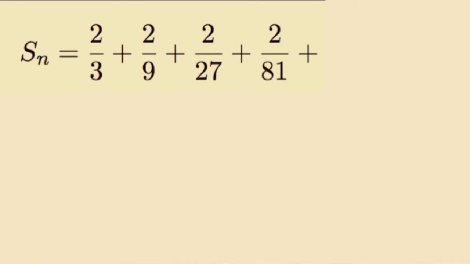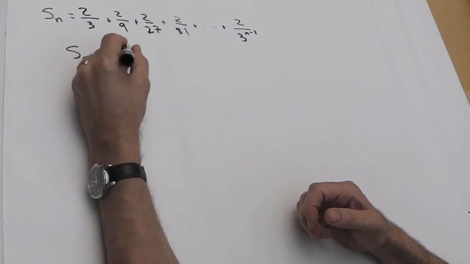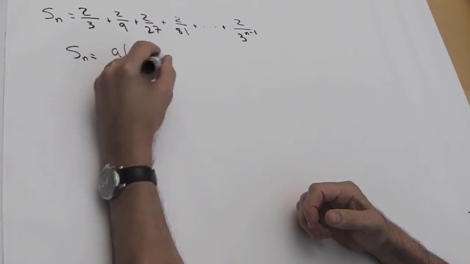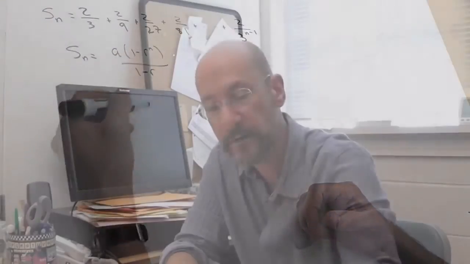And let's say that we were to go to the end, which was 2/3 to the power n minus 1. So this is not an infinite geometric series yet. It's a finite geometric series with n terms. And so we can use our formula. The formula, remember, for Sn is a times 1 minus r to the n over 1 minus r. That was our formula. We just have to identify what these terms are.